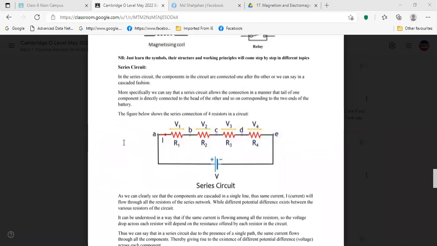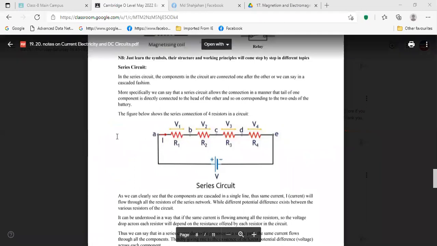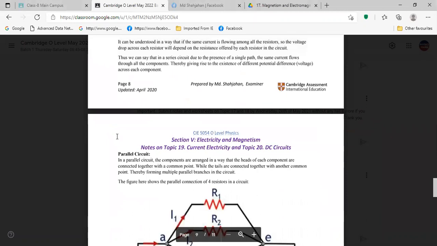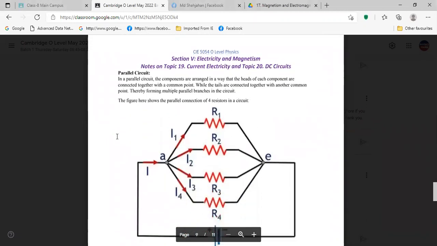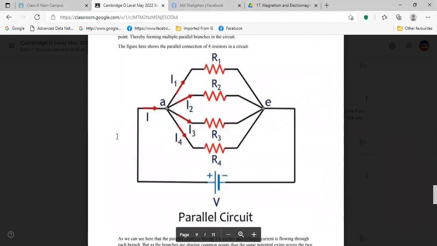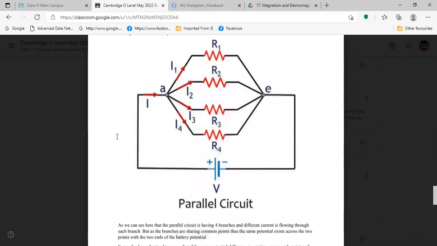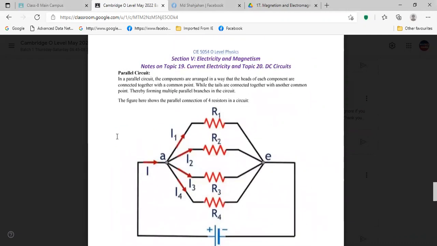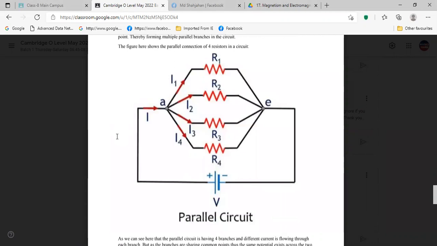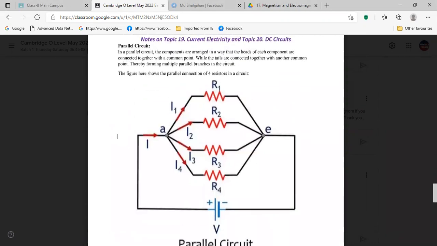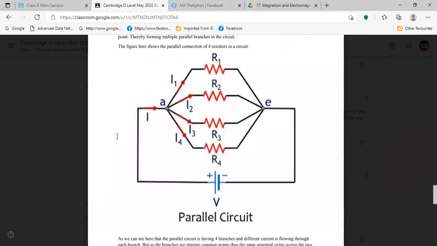We are going to parallel circuit. What is parallel circuit? First we understand. You see, you write the heading parallel circuit, then draw this diagram.